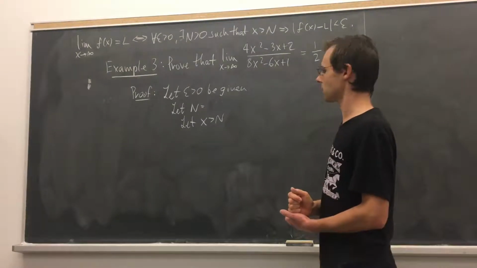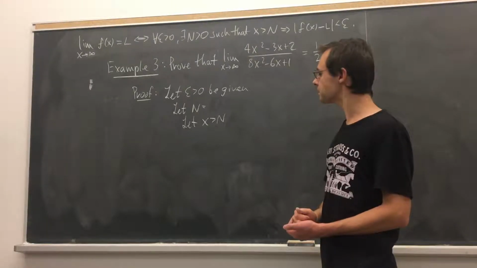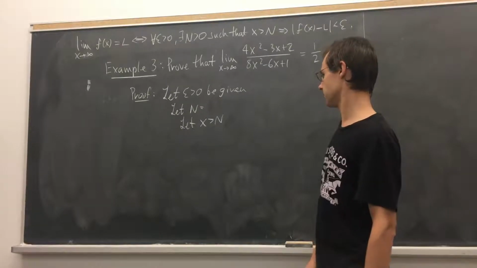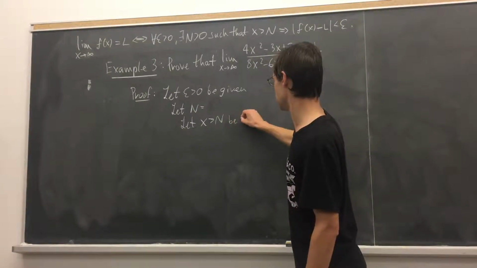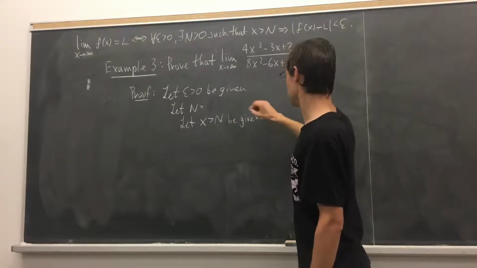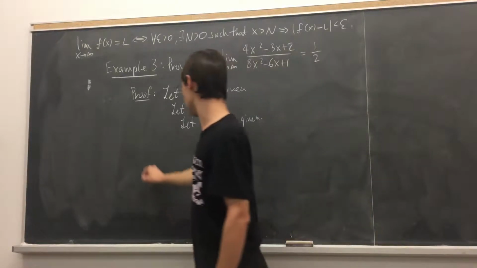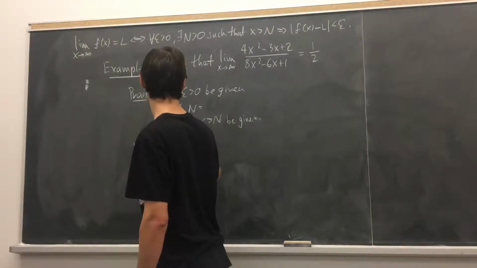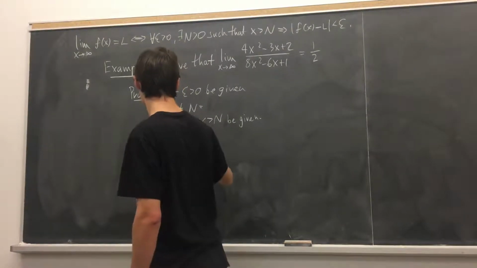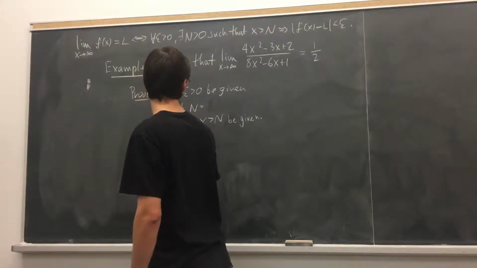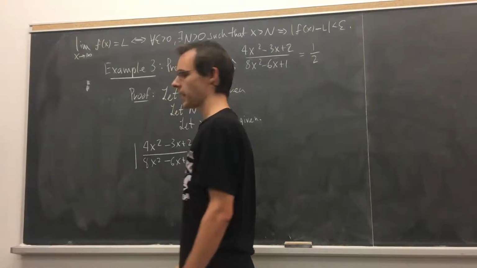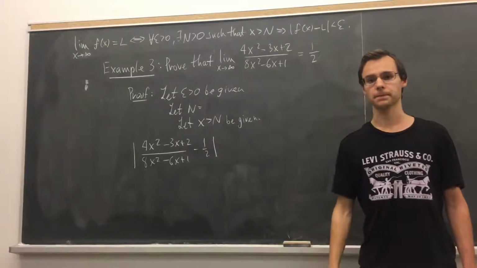So, as usual, we're going to let epsilon greater than 0 be given. N is going to be equal to something, and x is going to be larger than n, okay? Maybe I should write here, be given, okay? There we go. And what we want to do is bound the function 4x squared minus 3x plus 2 over 8x squared minus 6x plus 1 minus a half. We want to bound that, make it less than epsilon.